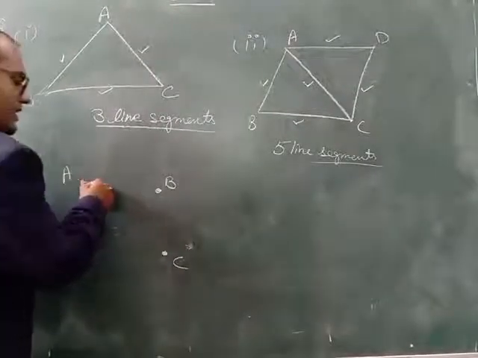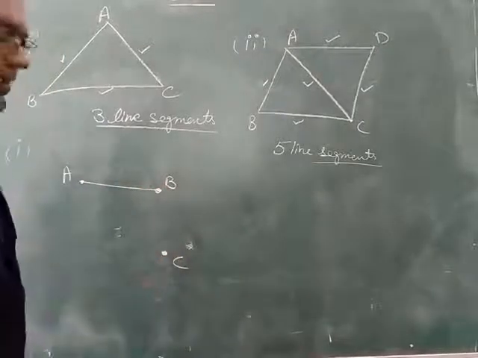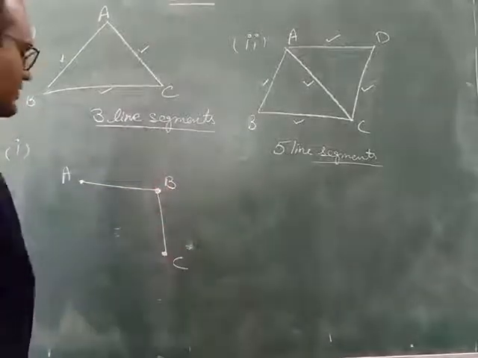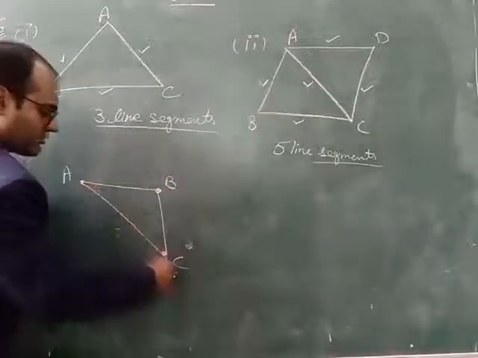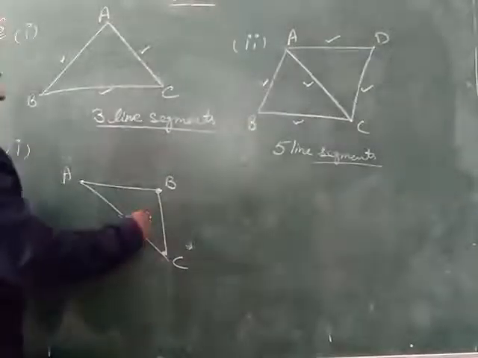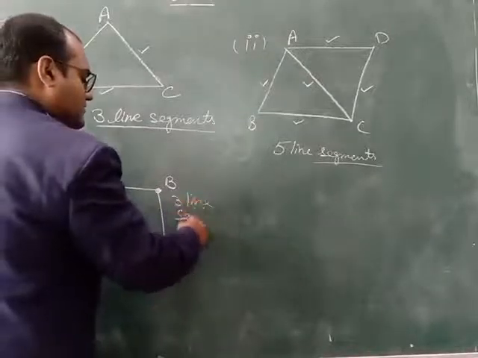So when we join A to B, we will get one line segment. This is the first line segment. When we join B to C, we will get the second line segment, and when we join A to C, then also we will get a third line segment. Now the total number of line segments is 3. So here you have to write 3 line segments.